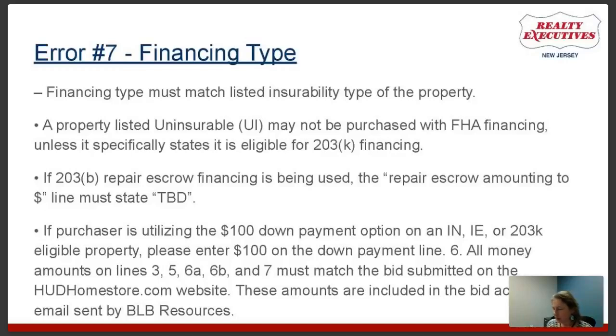If the purchaser is utilizing the $100 down payment option, especially for properties that need a lot of work, then you have to enter the $100 down payment line. Every line on that form or on the contract has to include information in it. Any blanks can cause that offer to be rejected. It's very, very important to know the contract, have a copy of the contract printed and fill it out before you actually go online to submit it.